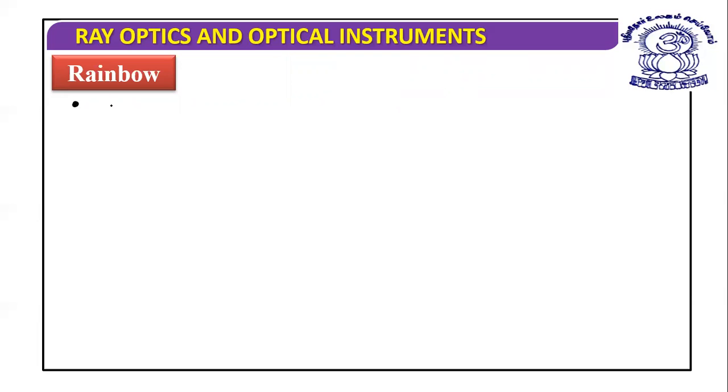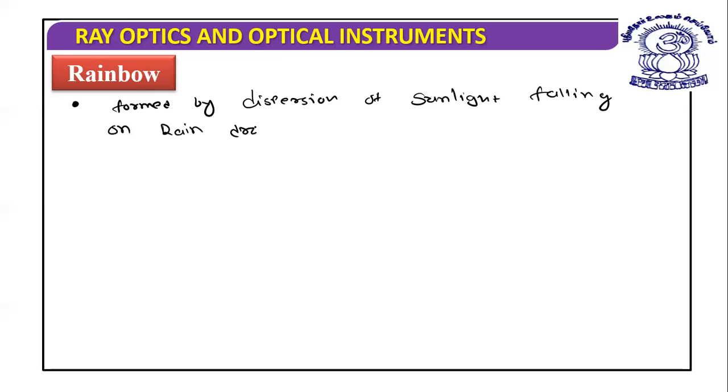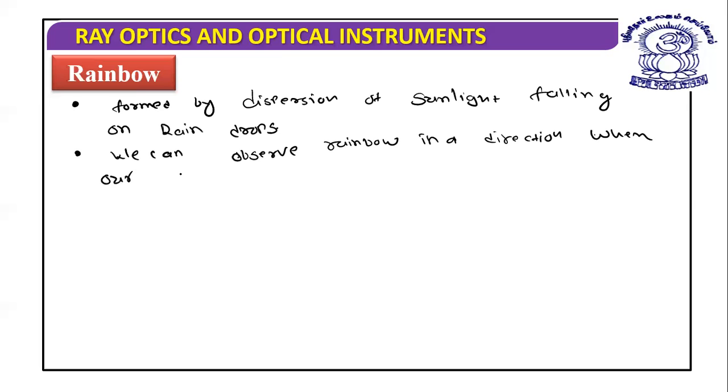So let us write down. It is formed by dispersion of sunlight falling on raindrops, and we can observe the rainbow in a direction when our back is towards the sun.